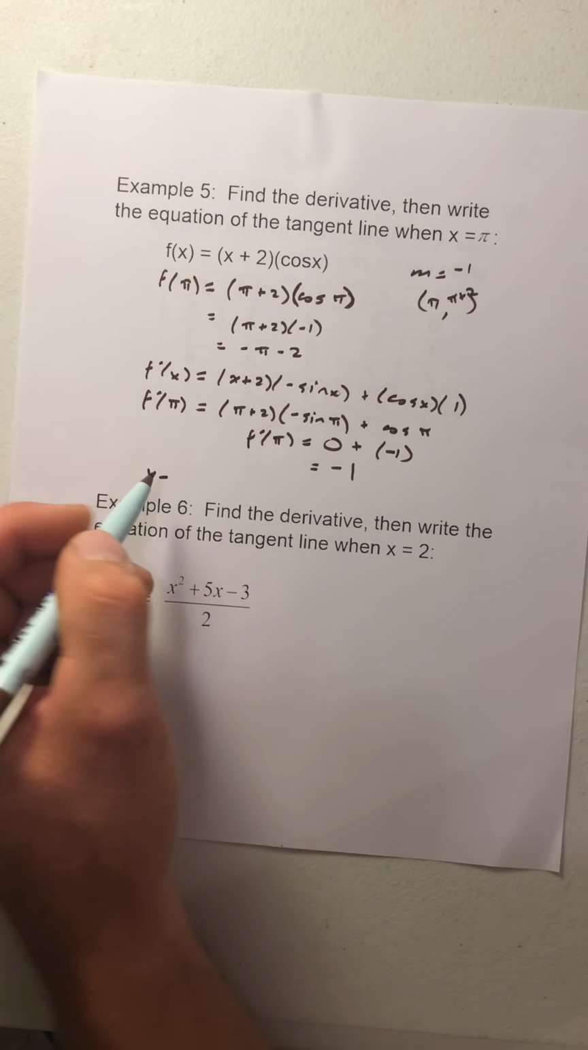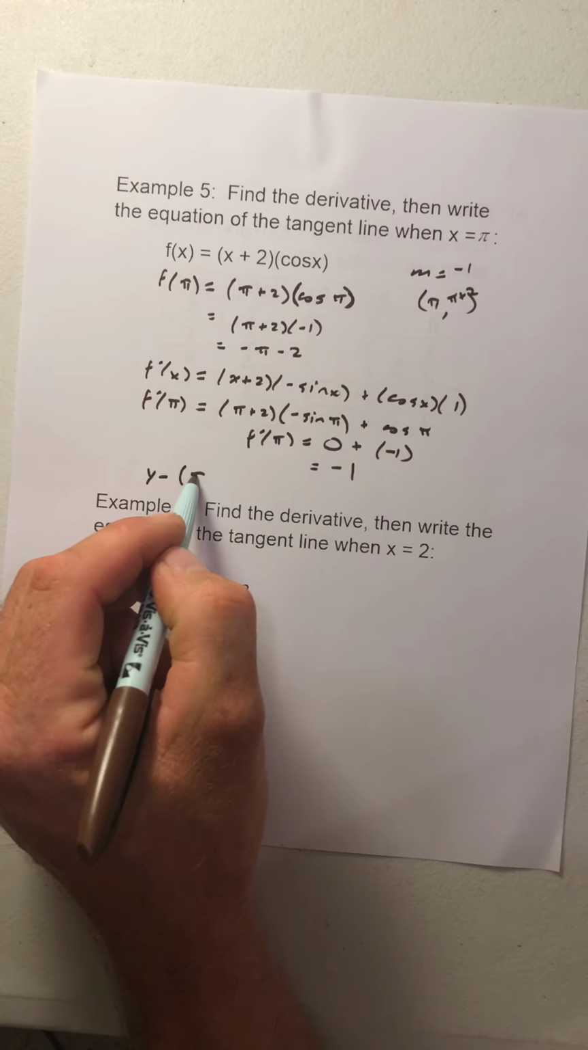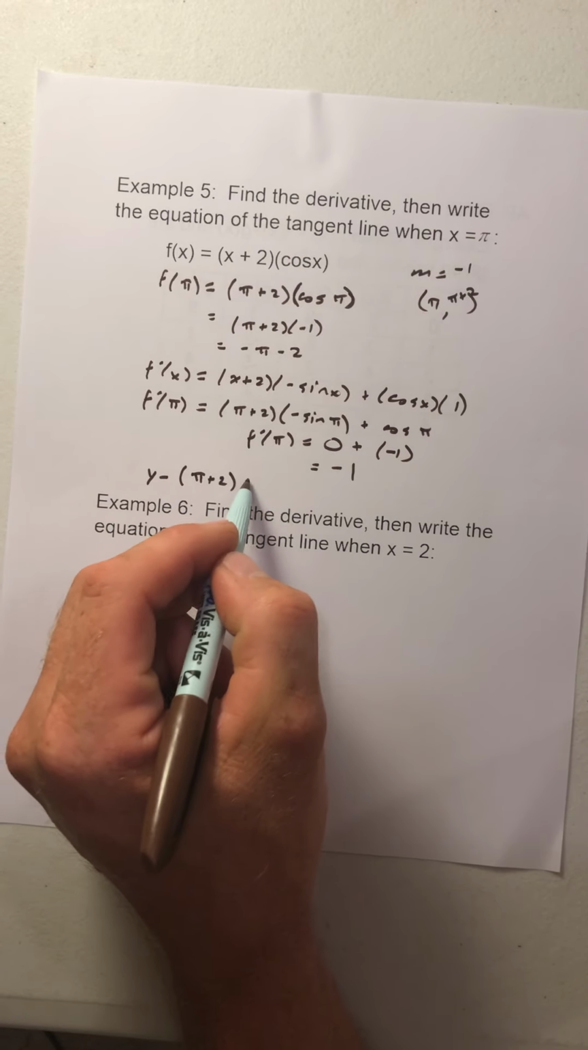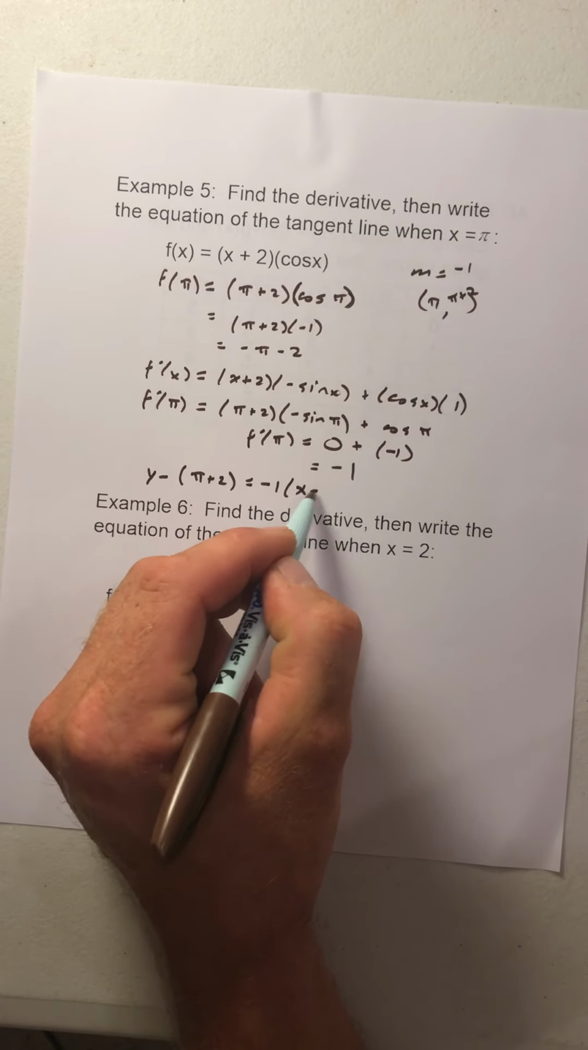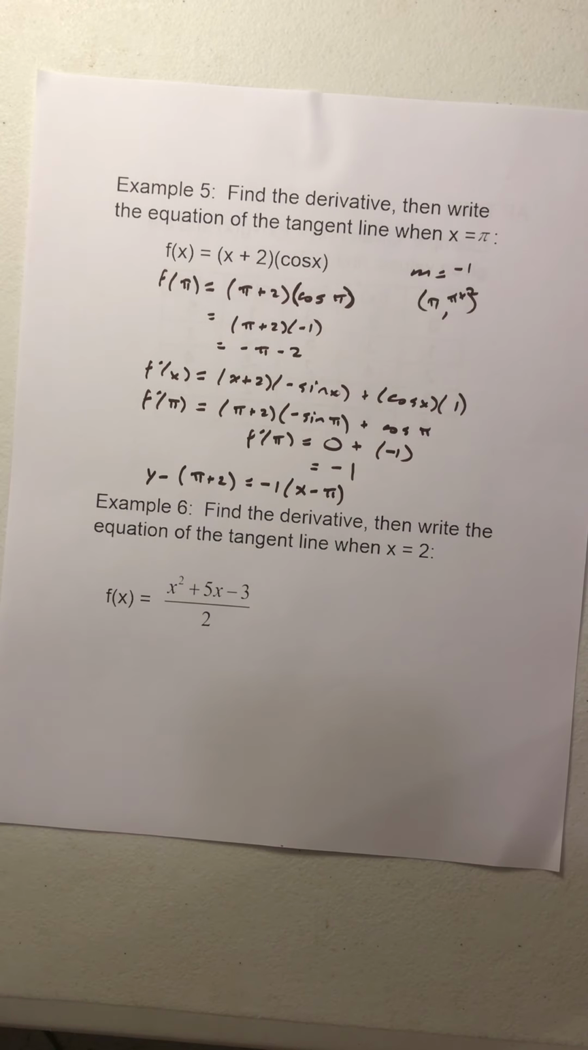My equation, y minus y1. y1 is pi plus 2, and that's going to equal my slope times x minus pi. Again, we could leave it like this. We could be asked to manipulate it into a simplified form.